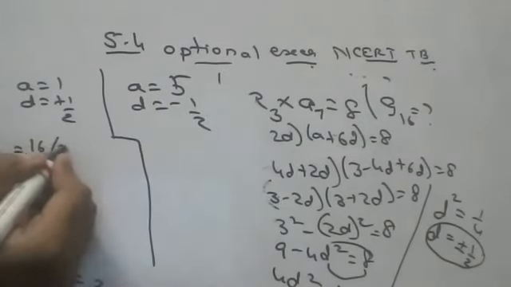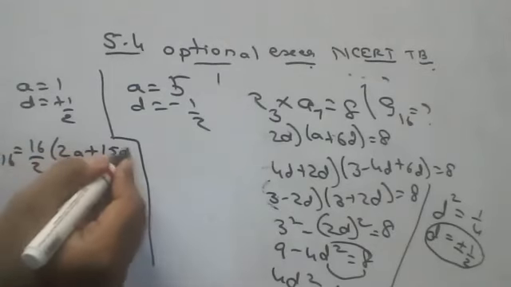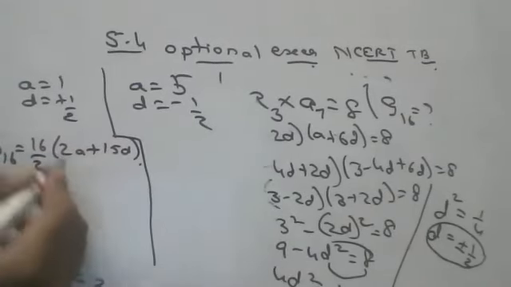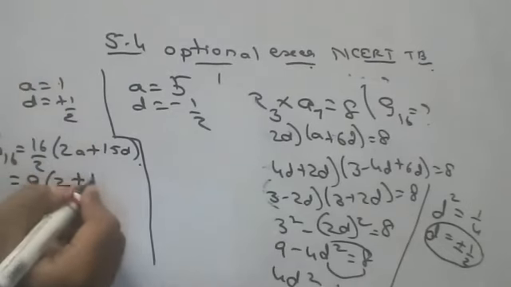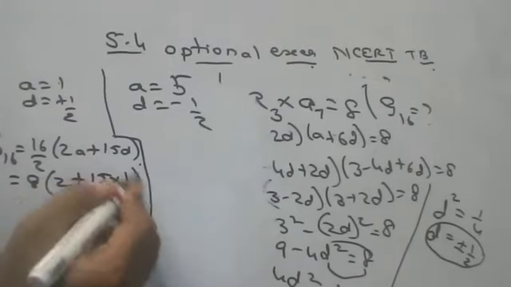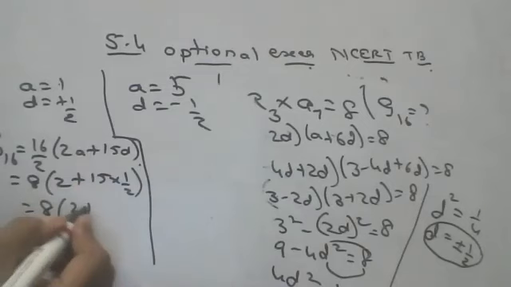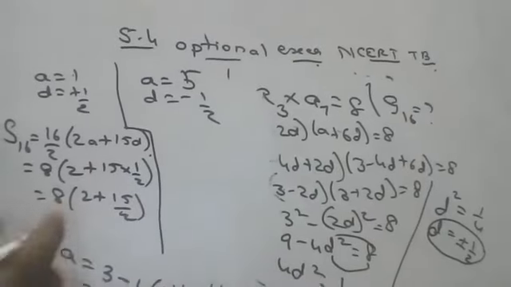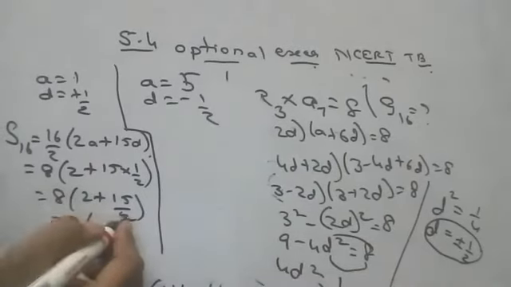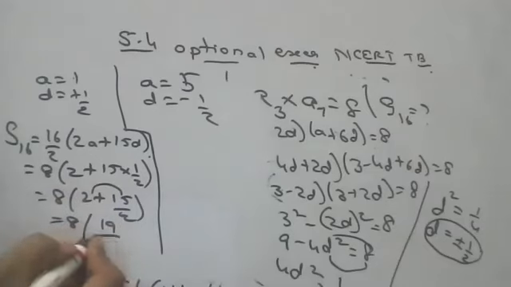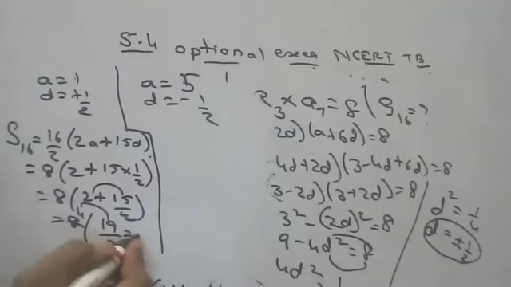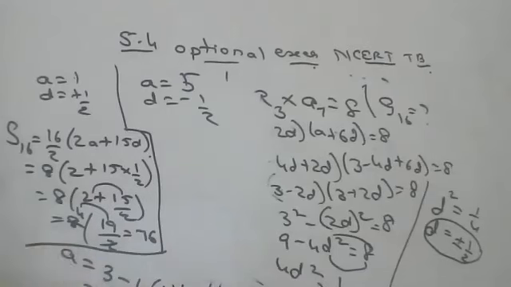S16 = 16/2 into (2a + 15d). Okay, children? So 8 into (2 ones are 2 plus 15 into 1/2). How much? 8 into (2 + 15/2). 8 into (4 + 15)/2, that is 19/2. 2 fours are 8, 4 nines are 36, so how much? 76. If you do it like this, it is 76.